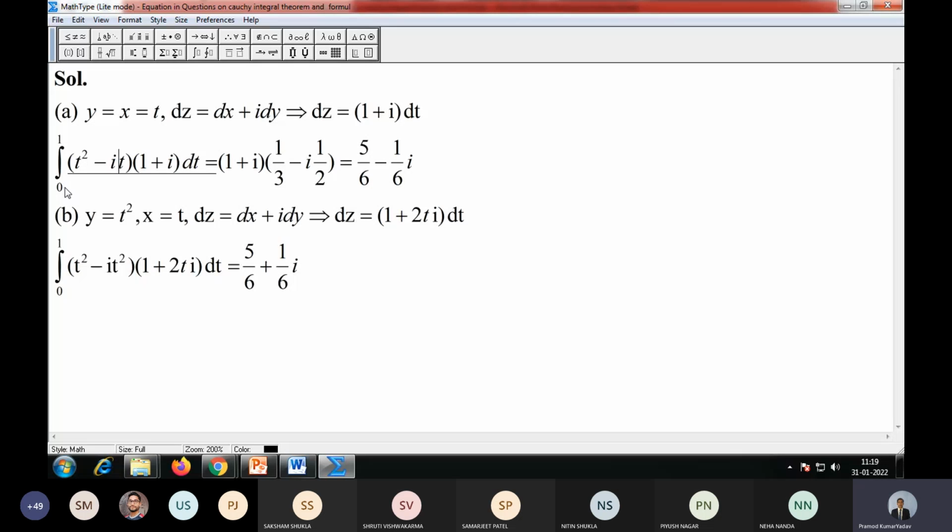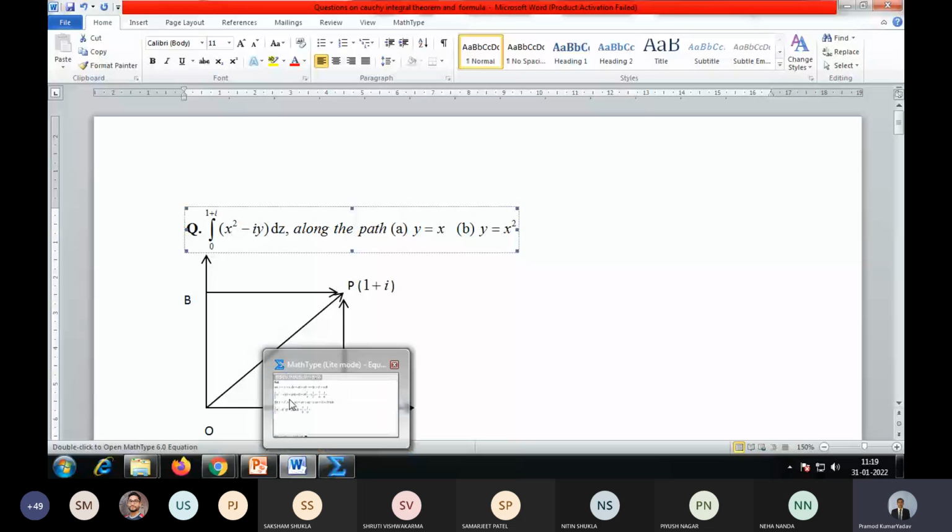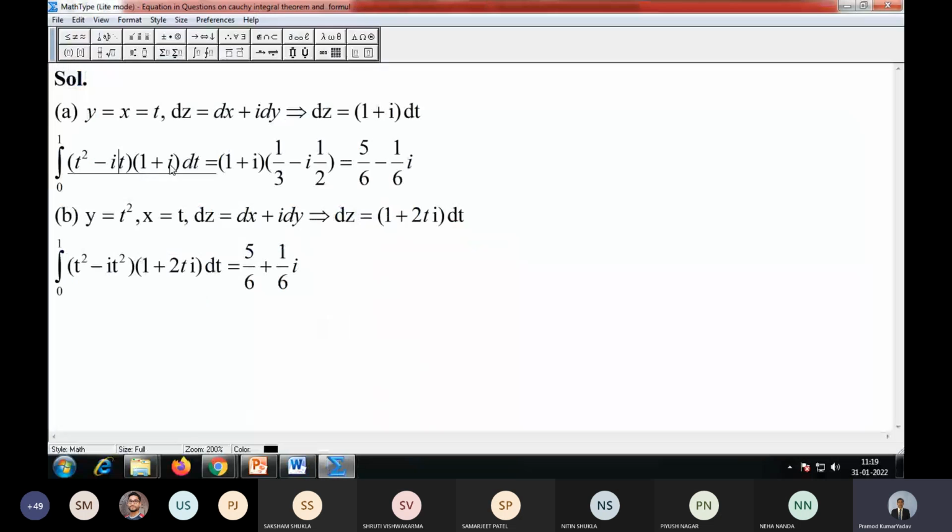Now, when x and y are taken as t, so your integration was from 0 to 1 plus i. 1 plus i means what? Here z equals 0, and here z equal to 1 plus i. So z equal to 1 plus i means x is 1 and y is 1. And at the lower point, z equal to x plus iy, it means x is 0, y is 0. So we can find the limit of t either from x or from y. At lower limit, x is 0, then t is 0. And at the upper limit, x is 1, that's why t is 1. Same thing can be obtained from y also. So limit of t is from 0 to 1 dt.